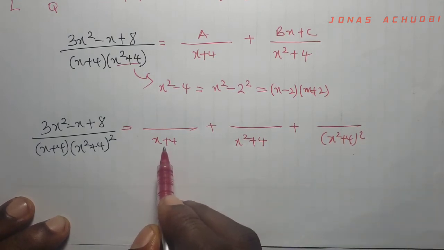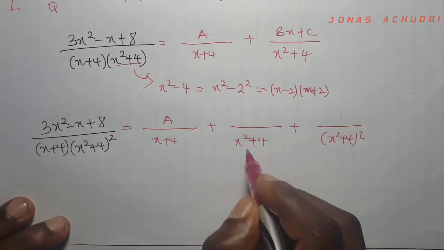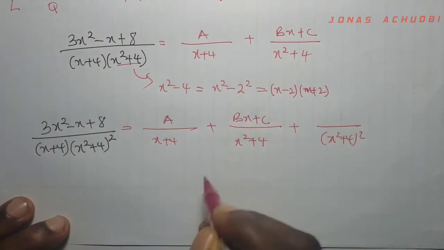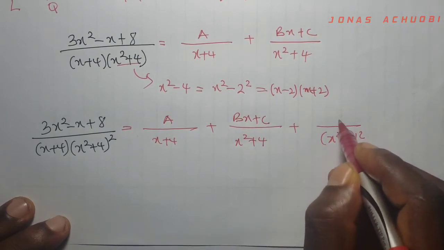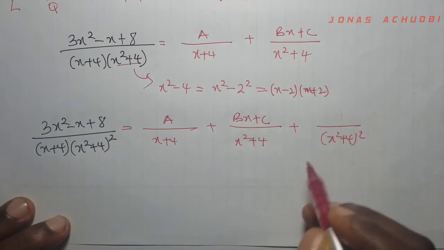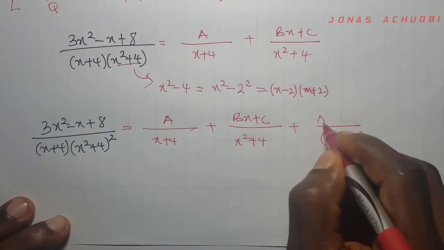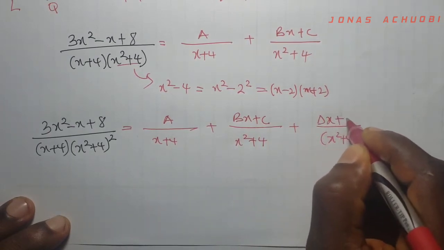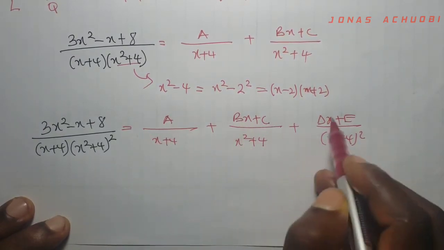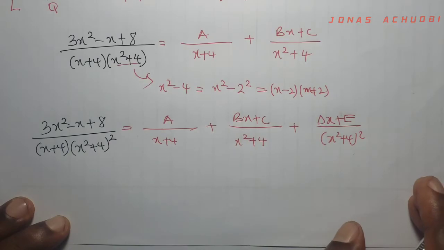So this is a degree 1 polynomial. Up will be degree 0. This is degree 2. Up will be degree 1. So this is Bx plus C. This again is degree 2. Up will be degree 1. So we have already used A, we've used B and C. We can now use different alphabets. So we can use Dx plus, say, E. We'll now find the values of A, B, C, D, and E.